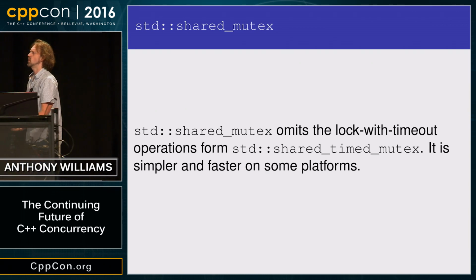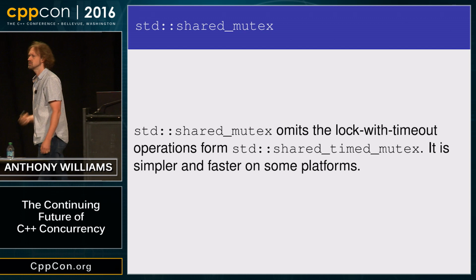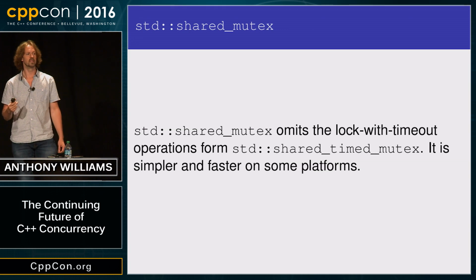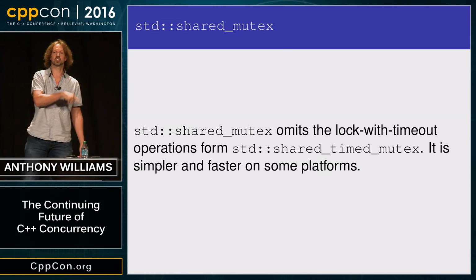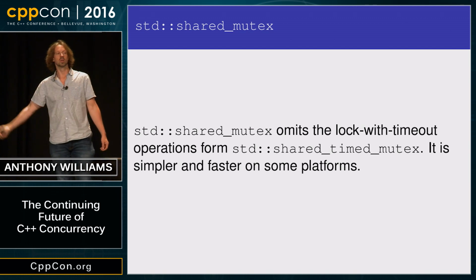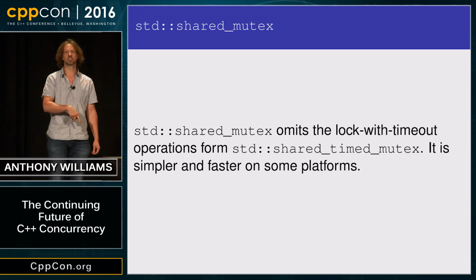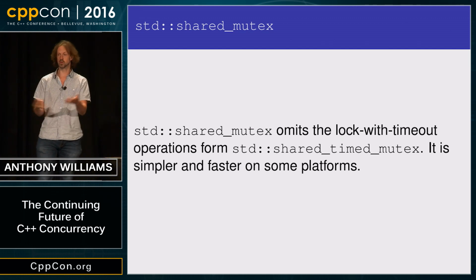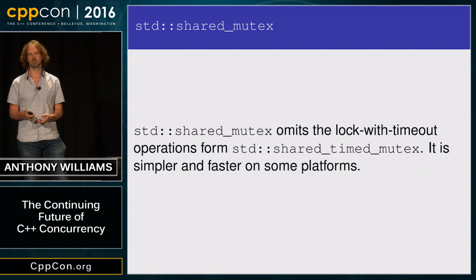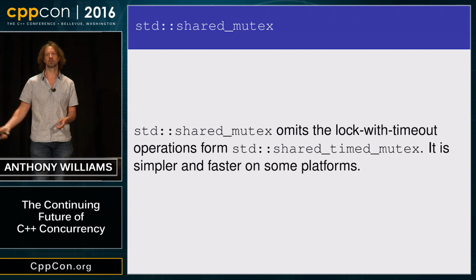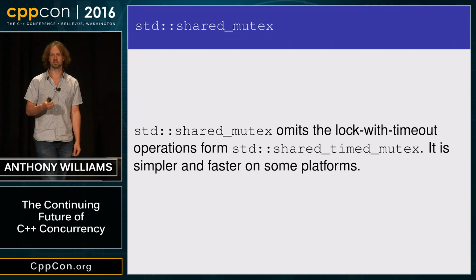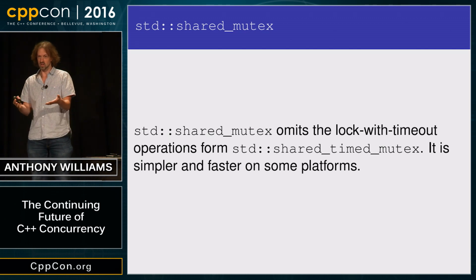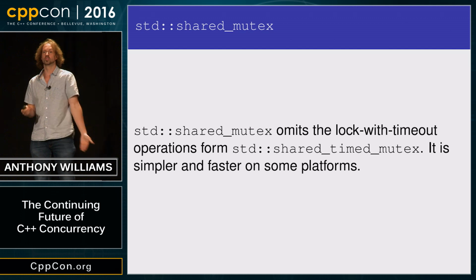So we got shared timed mutex. Why do we need shared mutex? And the answer is, of course, performance. On some platforms, notably Windows, I think, if you don't have to support the try lock with timeout, then you can actually make the implementation cheaper overall. And so you can get better performance if you're never doing timed operations. And given that that's probably most of the uses, never using the timed operations, that's a potential benefit. And you're using this for performance in the first place, so making sure that it is as fast as it can be for your use case is probably quite important.